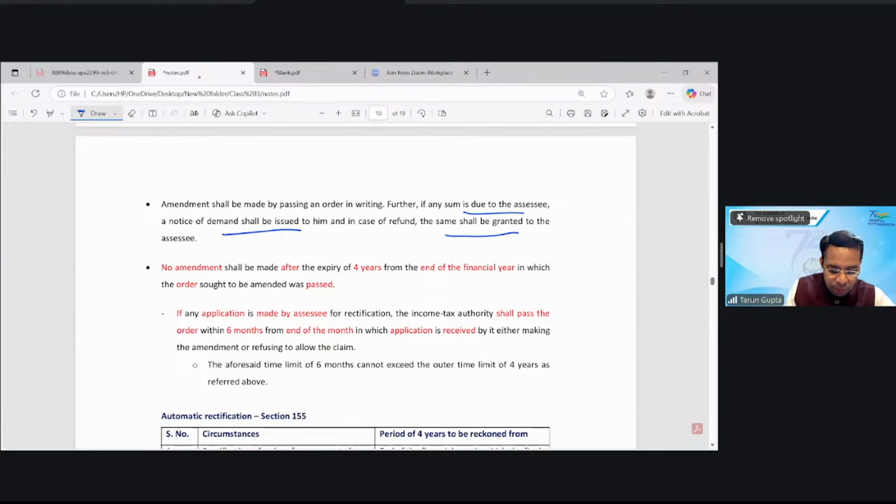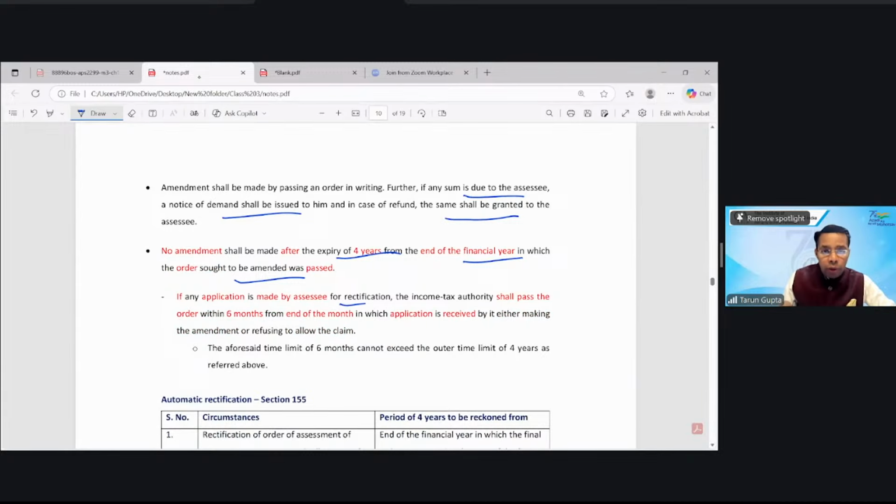No amendment shall be made after a period of 4 years from the end of the financial year in which the order sought to be amended was passed. If any application is made by the assessee for rectification, the income tax authority shall pass the order within 6 months from the end of the month in which the application is received, either making the amendment or refusing to allow the claim. So if an assessee requests for rectification, then the order has to be passed within 6 months from the end of the month, whether making the rectification or rejecting the application as the case may be. The aforesaid time limit of 6 months cannot exceed the outer time limit of 4 years as referred above. So this 6 months is within the 4 years as we discussed.